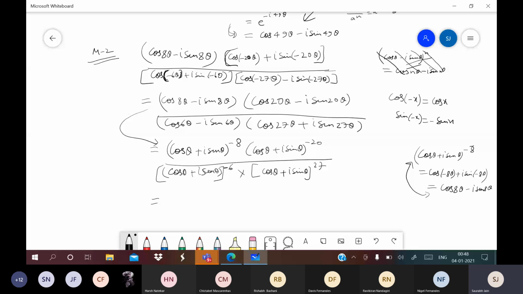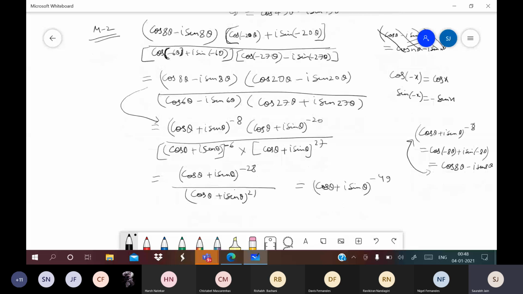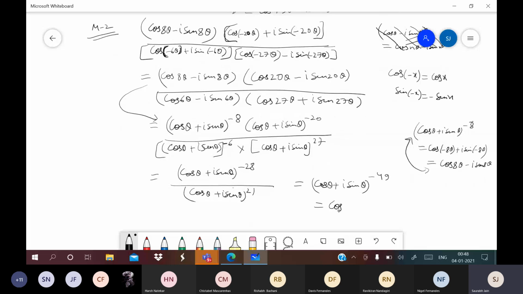So now you know that in the numerator powers will be added up. So it will become cos plus iota sine to the power minus 28. In the denominator it becomes cos plus iota sine to the power 21. Then again use the property of exponents. So 21 will be subtracted from minus 28. So this can be written as minus 49. Use De Moivre's theorem one more time and you have the answer.